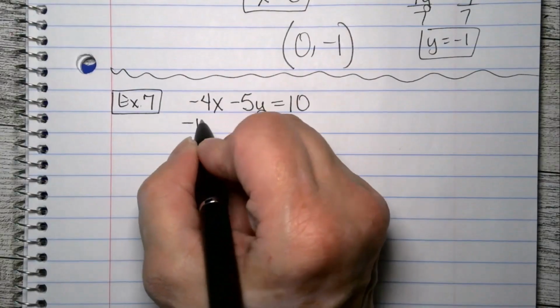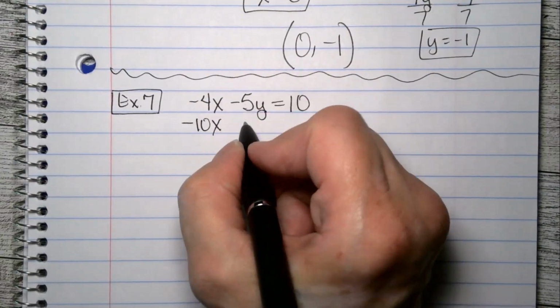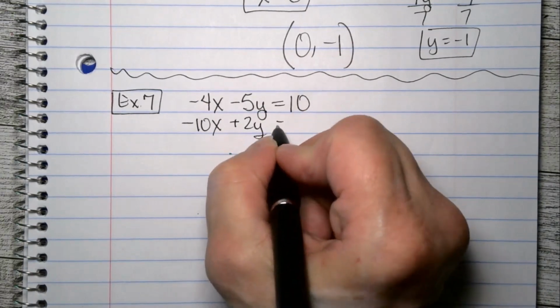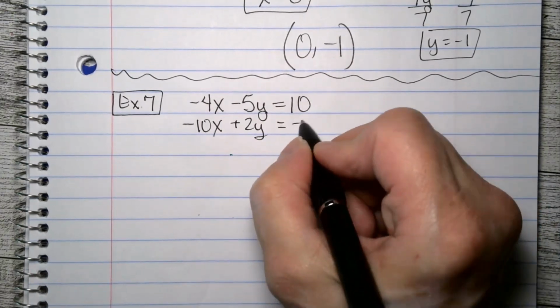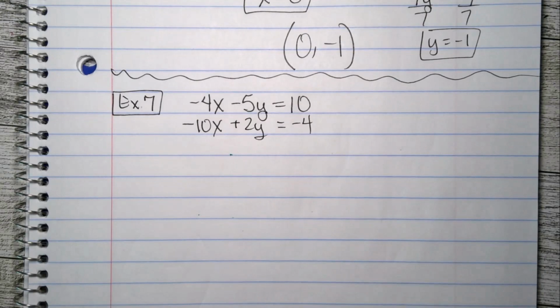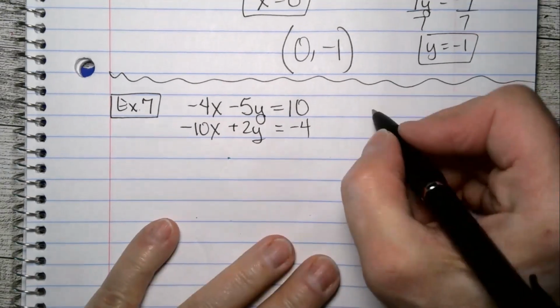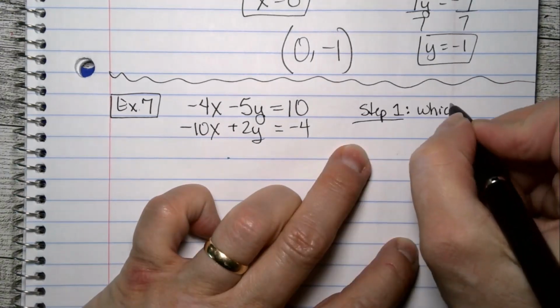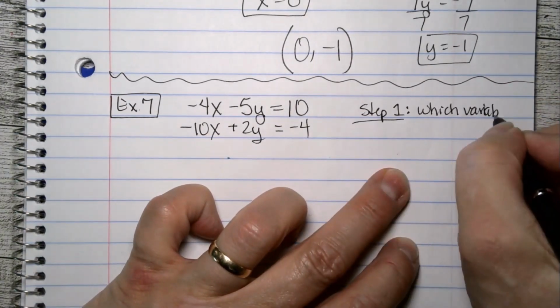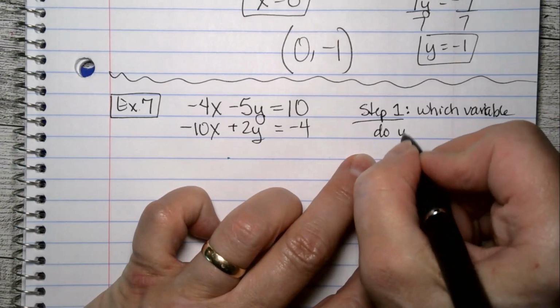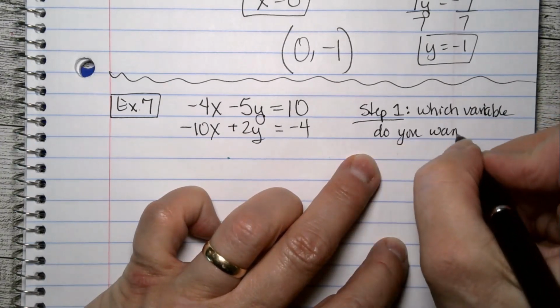Example 7. Negative 10x plus 2y equals negative 4. Okay, let me write down my thought processes so you think about it. Step 1, here's what I'm telling myself first. Which variable do you want to cancel?